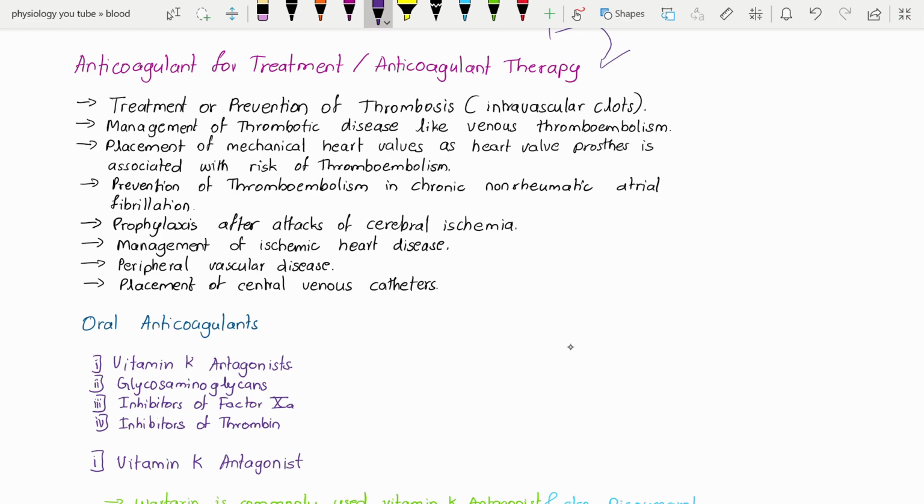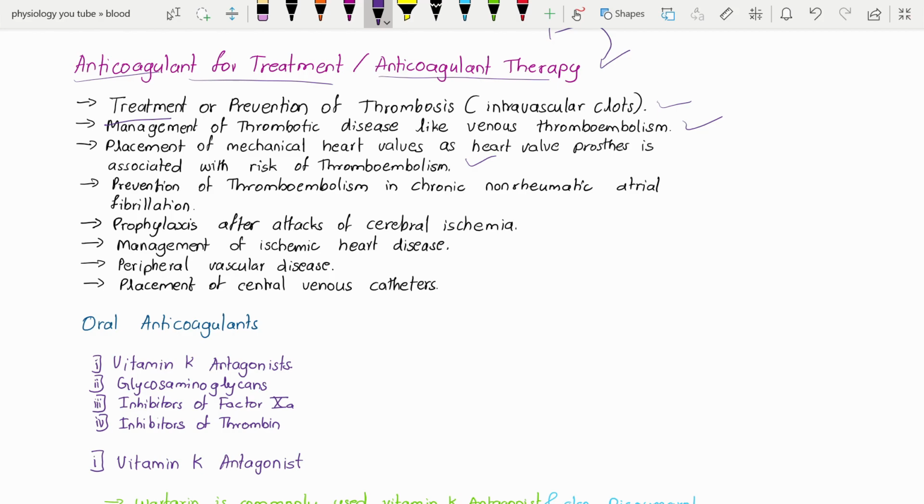Now let's discuss the anticoagulants for anticoagulant therapy. The uses are treatment or prevention of thrombosis, that is intravascular clots, and management of thrombotic diseases like venous thromboembolism. Placement of mechanical heart valves, as a heart valve prosthesis is associated with the risk of thromboembolism. An artificial heart valve might cause thromboembolism.